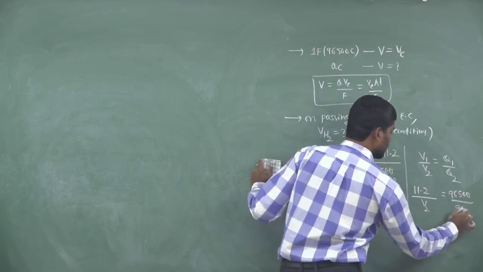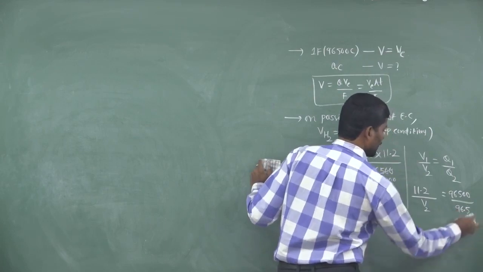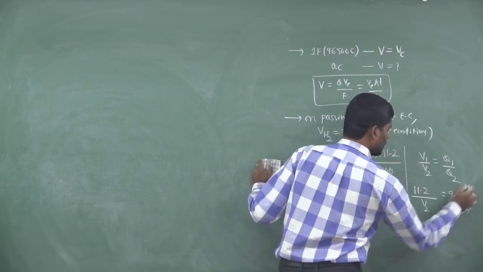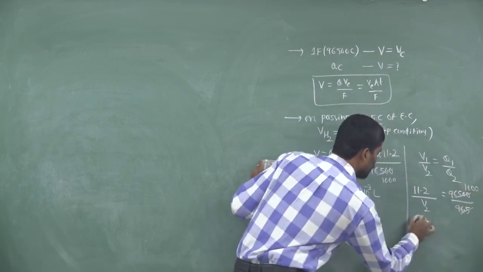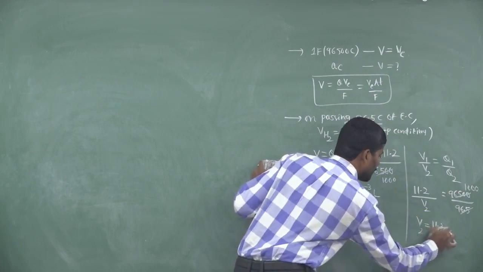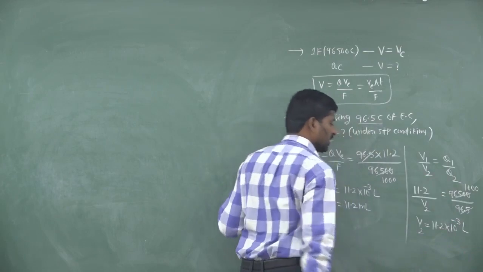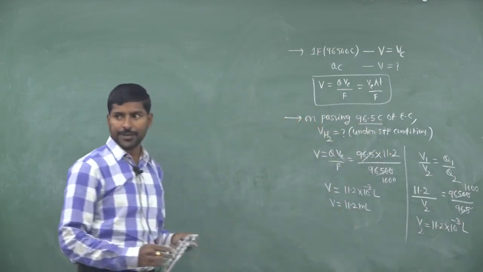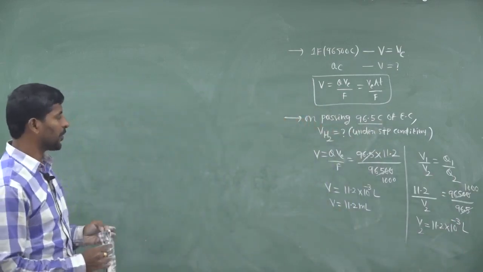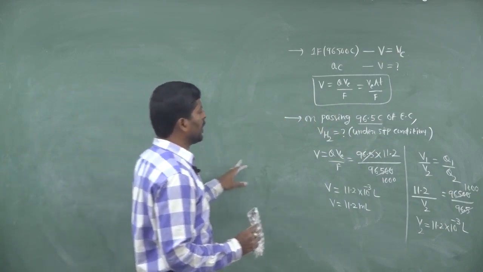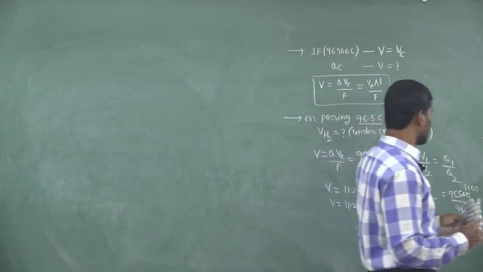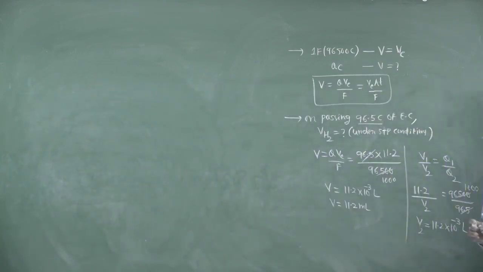Next one, given 96.5. 96.5 means how many times gets cancelled? 1000 times. So, V2 is equal to what? 11.2 into, if you bring this 1000 to the left side, it is 10 power minus 3 liters, or 11.2 ml. So, 11.2 milliliters of hydrogen gas is evolved if you pass 96.5 coulombs of electric current through a solution having H plus ions.